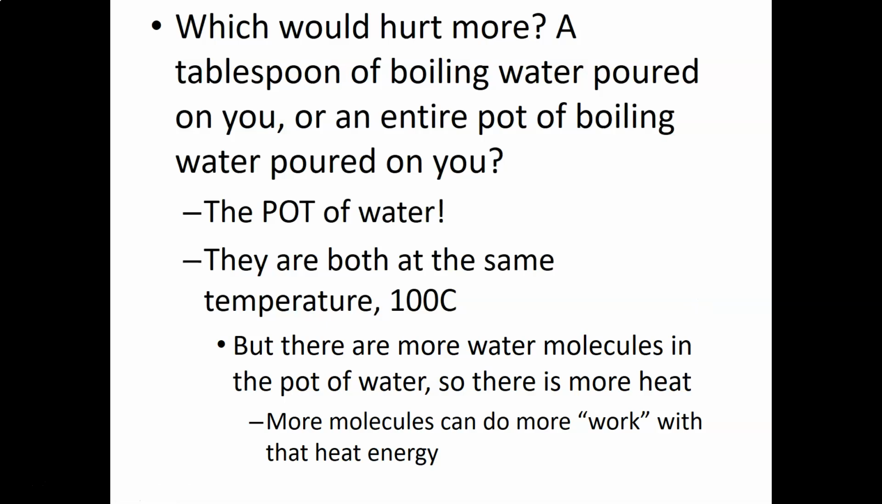I like this example. I think this helps get it into your brain what the difference is. Which would hurt more, a tablespoon of boiling water being poured on you or an entire pot of boiling water being poured on you? Even though they have the same temperature, they're boiling, so they're at 100 degrees, one of them is going to have a lot more heat present. There's a lot more heat energy that could do damage, right? So taking into account both the movement and the quantity.